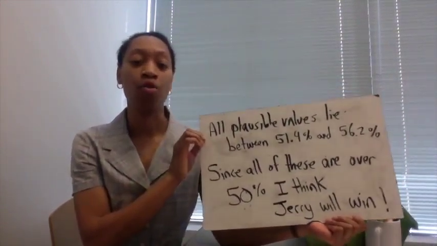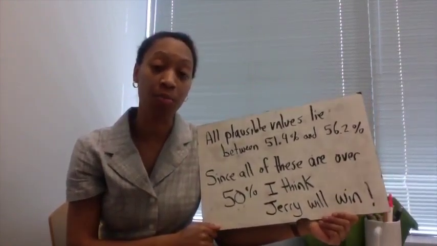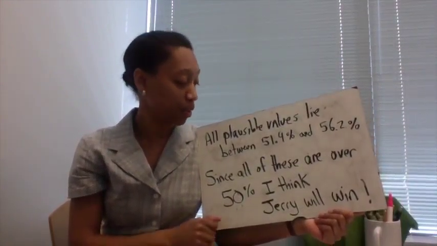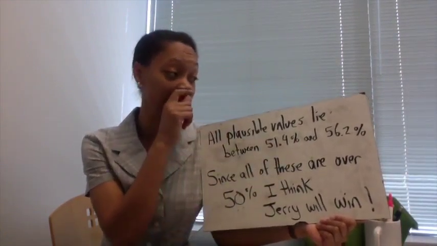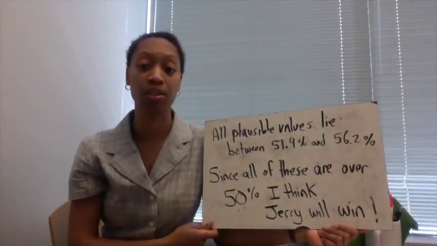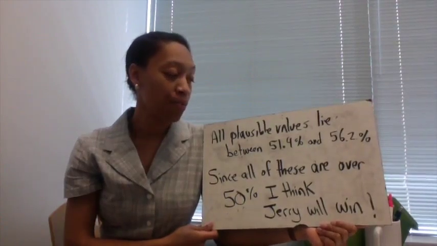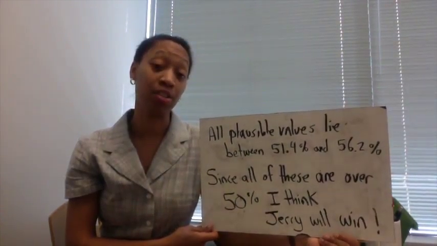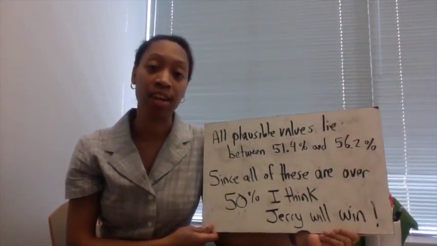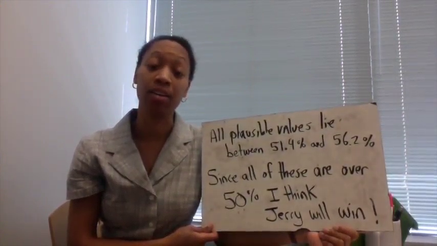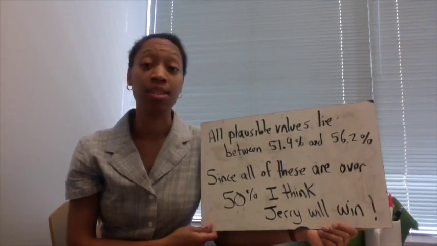That lets me know that all of the plausible values lie between 51.4% and 52.2%. So, since all of the plausible values are over 50%, I think it's safe to say that Jerry was probably going to win based on the sample that we took.